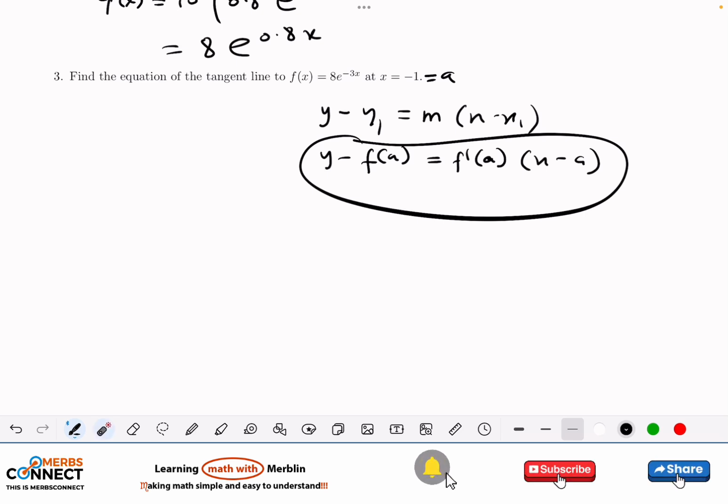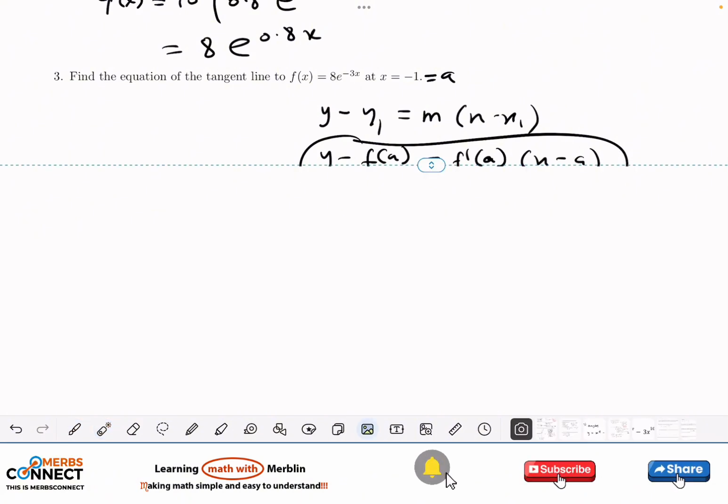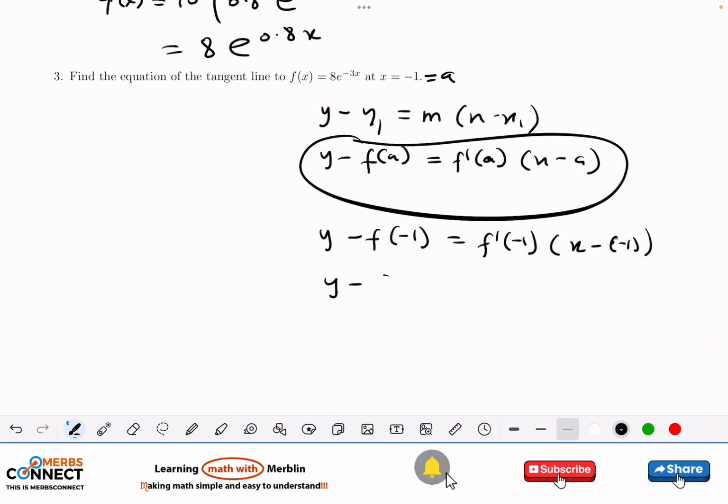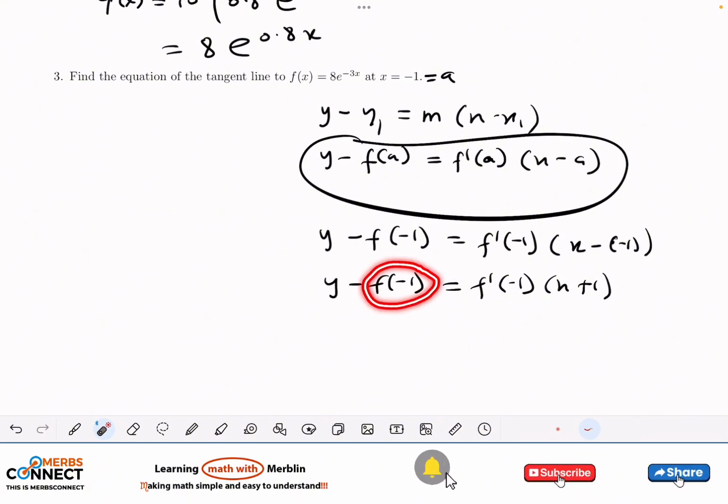So if my a is -1, then I can find f of a. So I'm going to have y minus f of -1 is equal to f prime of -1, then x minus -1. So when I simplify, I have y minus f of -1 equals f prime of -1 times x plus 1. So all I need is f of -1 and f prime of -1.